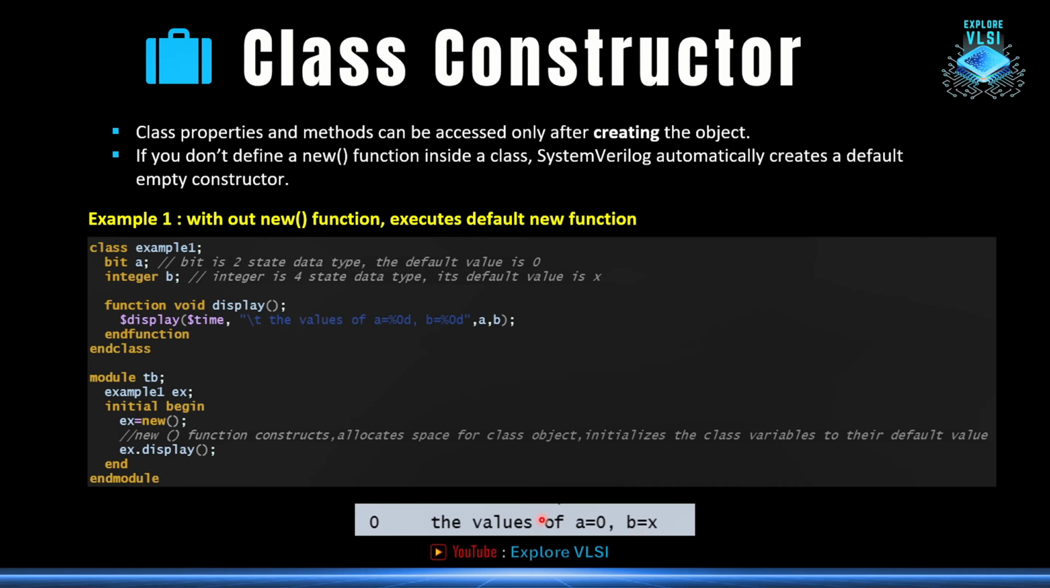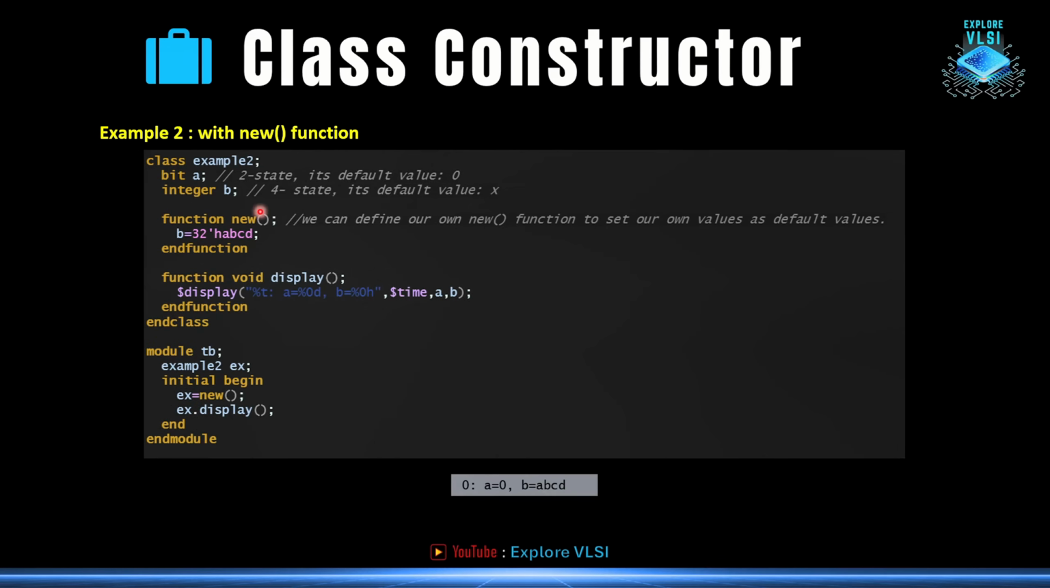Why is it 0? Because bit a is a two-state data type, and its default value is 0. This integer b has a four-state data type, with default value x. So this new function is also allocating space with their default values inside.